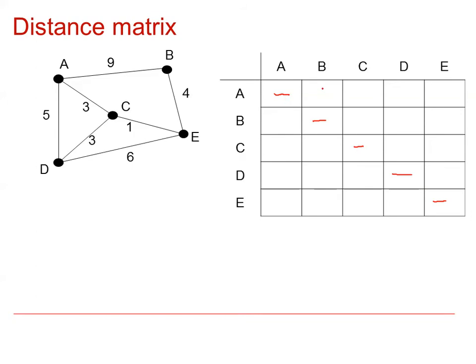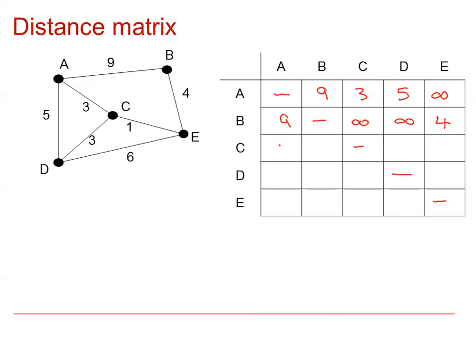So then at A, we can see there's a direct link to vertex B of weight 9. There's a direct link to vertex C of weight 3. There's a direct link to vertex D of weight 5, but there's no direct link to E, so we use the infinity symbol. Similarly with B, we can see there's a direct link to A of weight 9. There's no direct link to C. There's no direct link to D. But there's a direct link to E of weight 4.